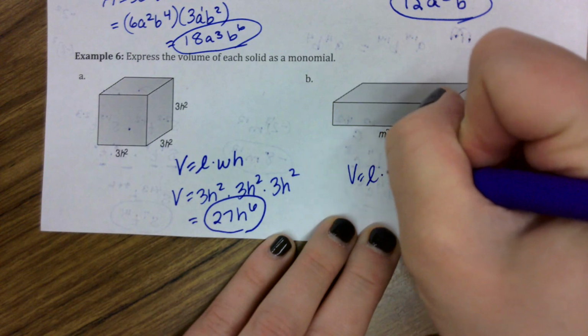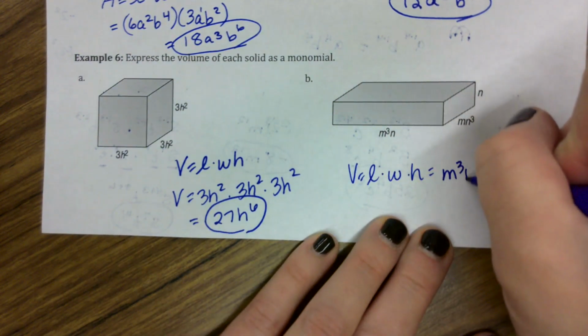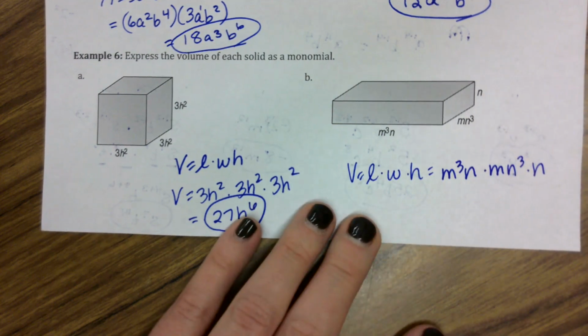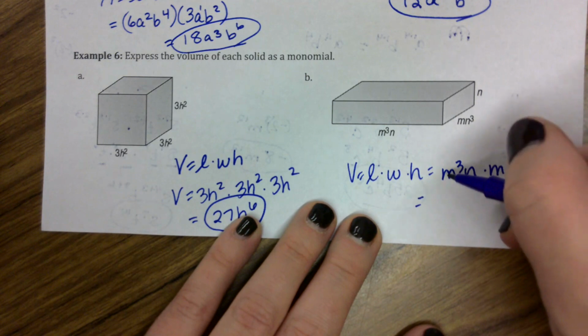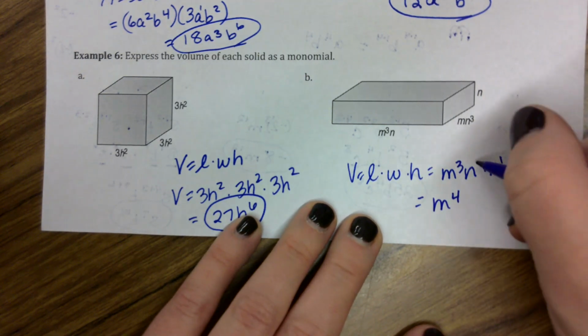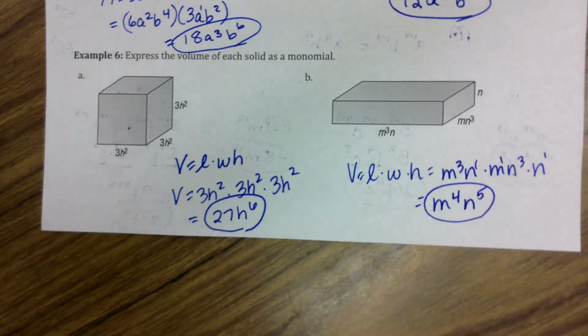Volume again is length times width times height. I have m cubed n times mn cubed times n. So m cubed, m to the first is m to the fourth, n to the first, n to the fifth. And that's it.